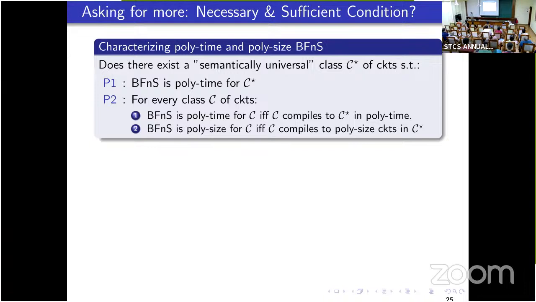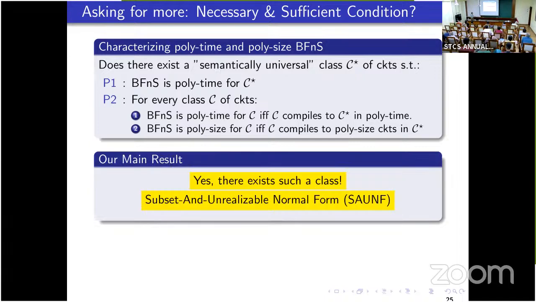And this is polysize, which means it generates polynomial size circuits, not necessarily taking polynomial time. It may take exponential time. So polysize for C if and only if every circuit in C compiles to a corresponding polysize one. So we're asking, does there exist such a class C star of circuits, which would be kind of the holy grail, right? That any class that you take which admits efficient compilation can be transformed to a circuit in this, and every circuit can be transformed efficiently. And in that class, this is polynomial time.